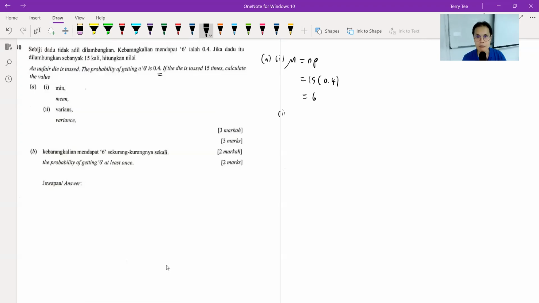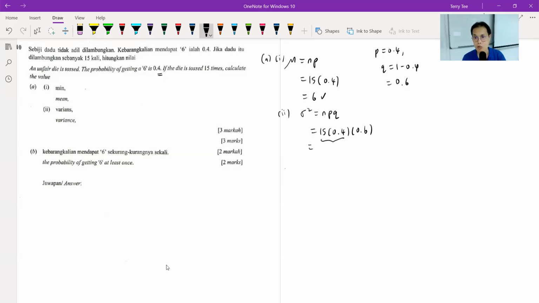Now, how about your variance? Variance is given by npq. Since I know my n, I know my p, and q is the probability of failure. If your p is 0.4, q is 1 minus 0.4, which gives us 0.6. So mentally, we can actually think 6 because this np is 6, right?